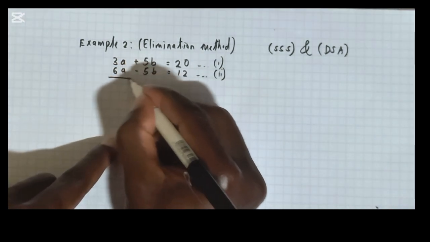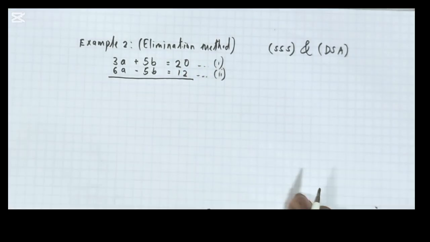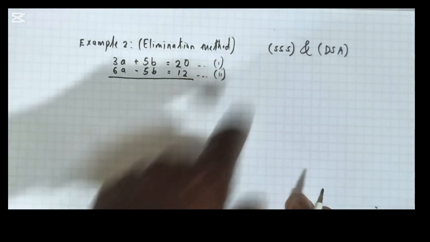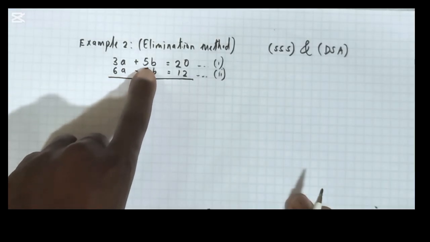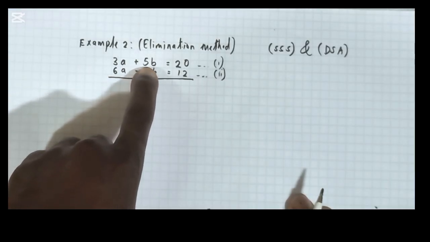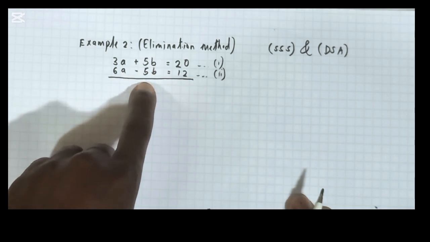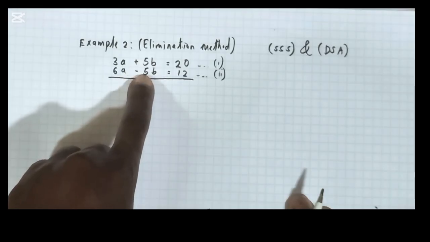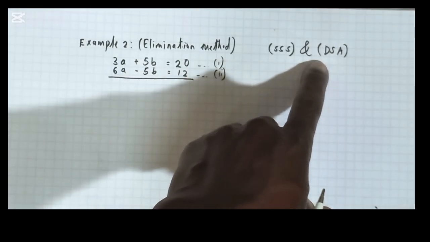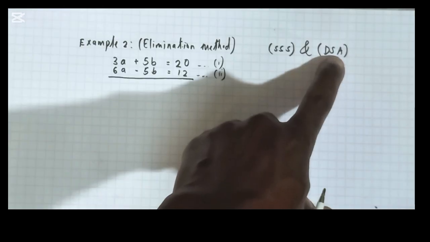We'll start solving it by first eliminating b. Remember in the previous example, we had a with the same signs, and so we subtracted. We are choosing b because in equation 1, b has a positive coefficient, and in equation 2, b has a negative coefficient. So it is plus 5 and minus 5. Those are different signs. So what do we do with different signs? When they are of different signs, we add.